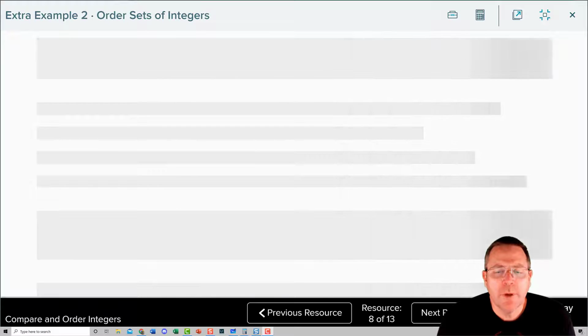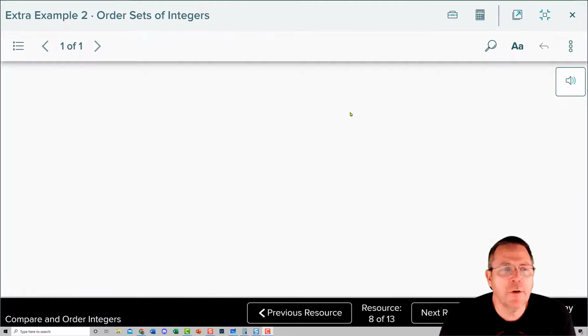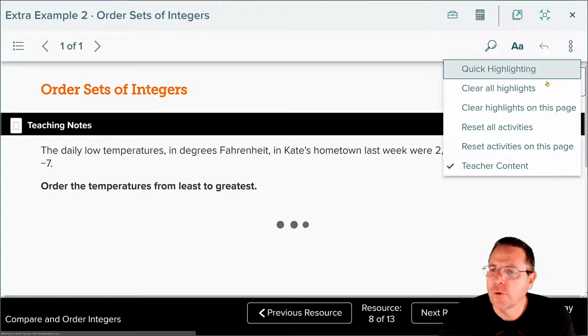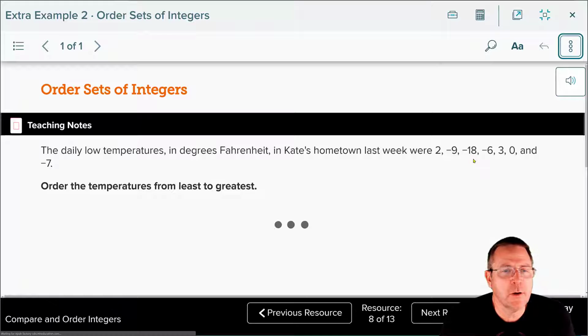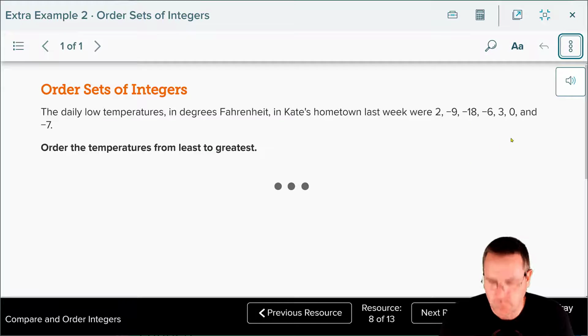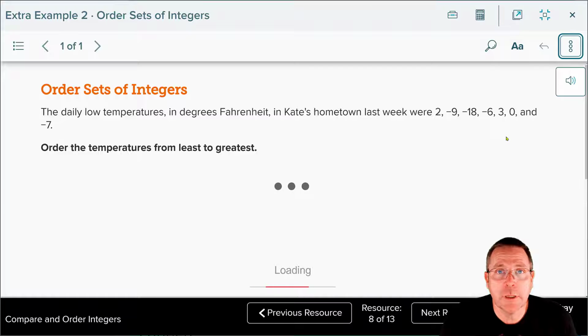And now it's going to be your turn. Once it gets loaded here, you pause the video, work through it, and you get to order your own glorious set of data here comparing the lowest temperature in Fahrenheit in Kate's town last week. I think Kate needs to move. I really do. There's no reason to live anywhere that goes negative 18 degrees. No, not going to happen.